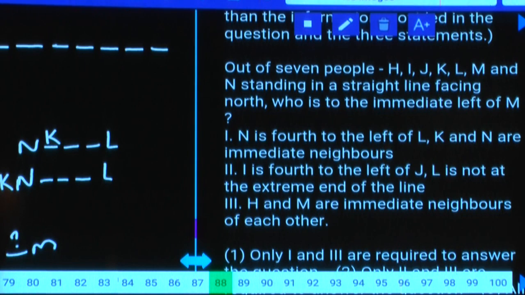1. Then what about the third one here? H and M are immediate neighbors to each other. Then H and M. Now if you fix this H and M 1, 2, 3, 4, 5.